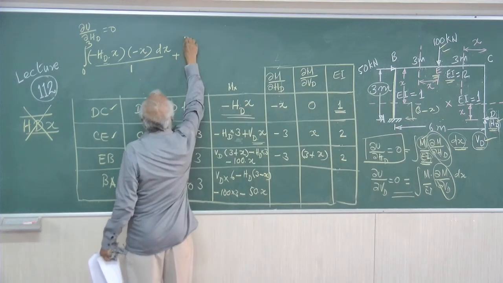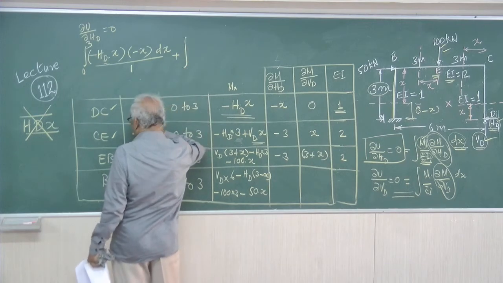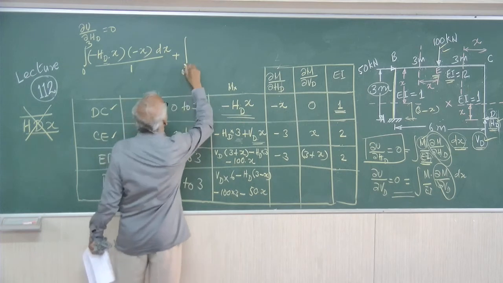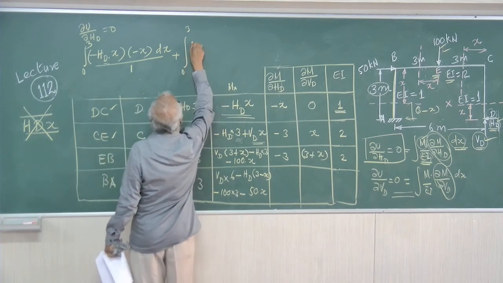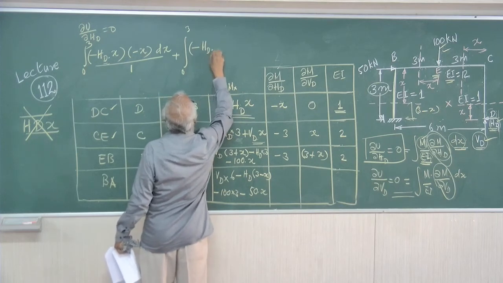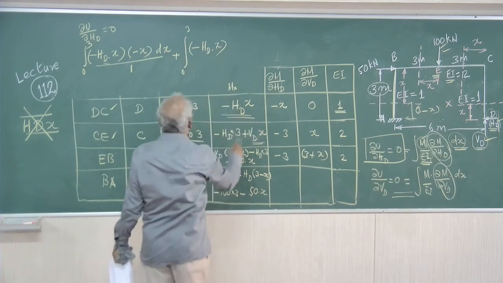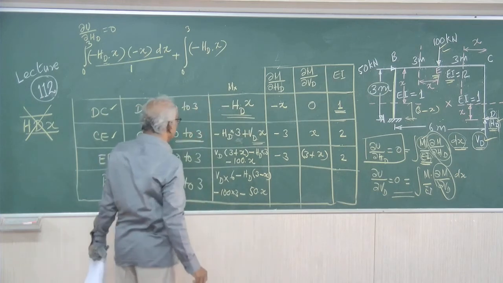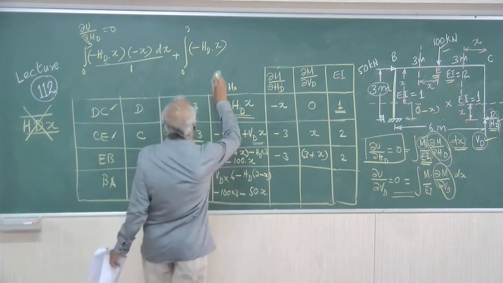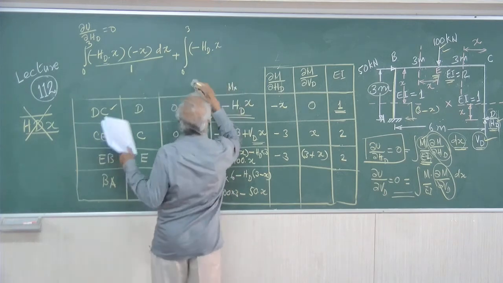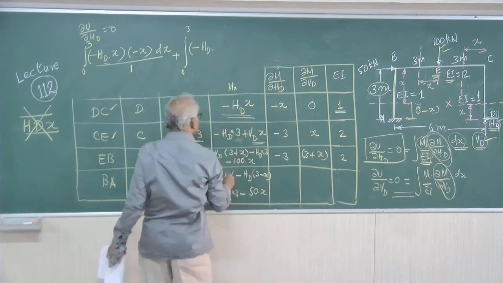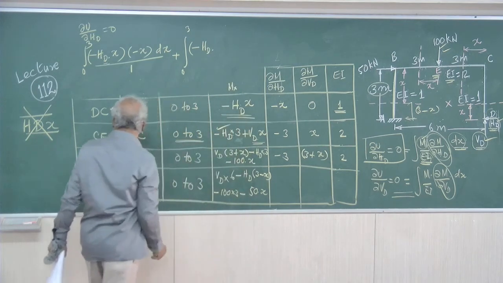So the integral limits will be 0 to 3. For this also, limits 0 to 3. Minus Hd into x, for the portion CE. Hd into 3. We have to make use of this equation. We are now dealing with the portion CE.